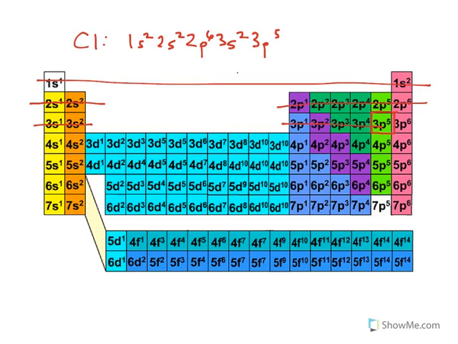The only ones you have to watch out for are the exceptions. So for example, chromium ends in 3d5, however the s orbital is not 4s2, it is 4s1. Same thing for copper. Copper ends in 3d10, however the 4s orbital is 4s1. So you have to be careful with those exceptions, and those are the only ones that you're responsible for. But if you look below, it turns out that there's some other funky business that happens with those, but you don't have to worry about them.